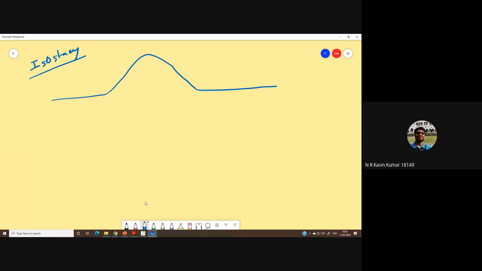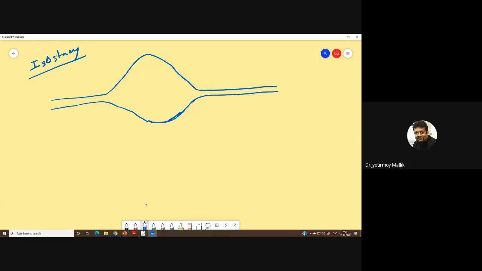Anyone? So it needs a root under the mountain. It needs a root. So that is one of the models. So that considers like everything has a constant density, the crust, and it has a root.